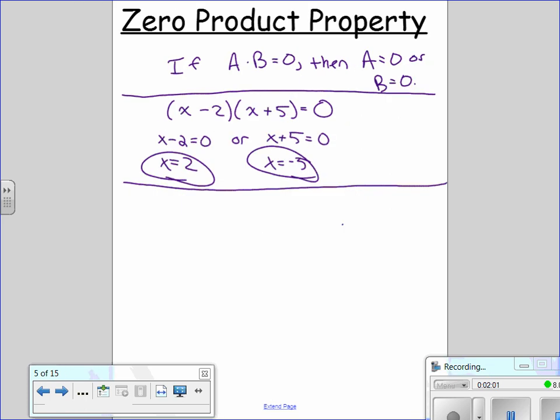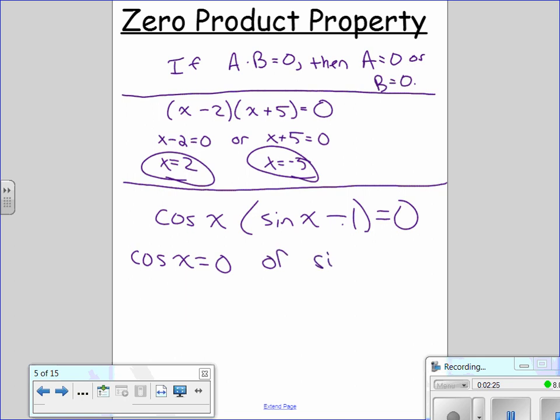Today you'll be solving trig equations, and you'll get to the point where you've got cosine x times sine x minus 1 equals 0, and you can actually use the zero product property. You've got this times this being 0, so you can conclude that one of the two must be 0. So either cosine x is 0 or sine x minus 1 is 0. Does that make sense? How that's the zero product property?